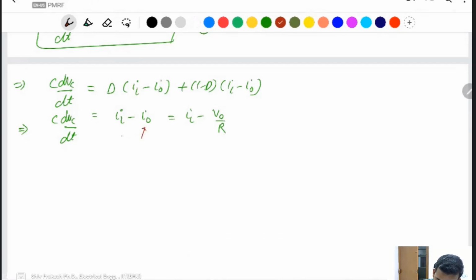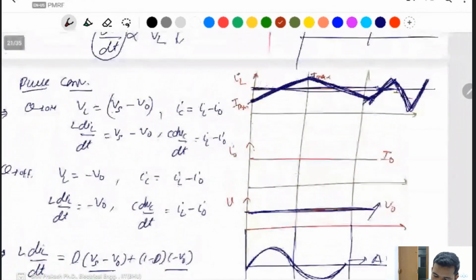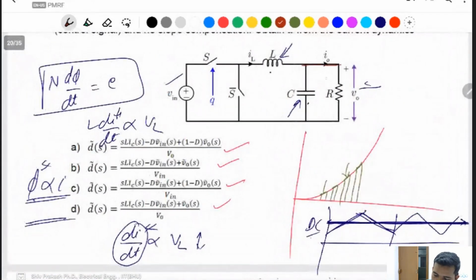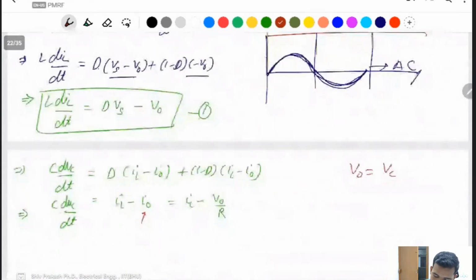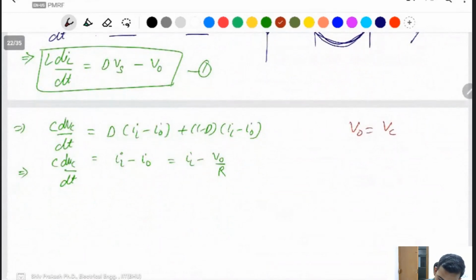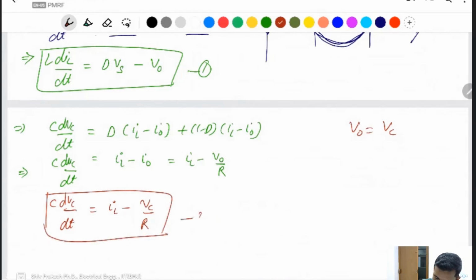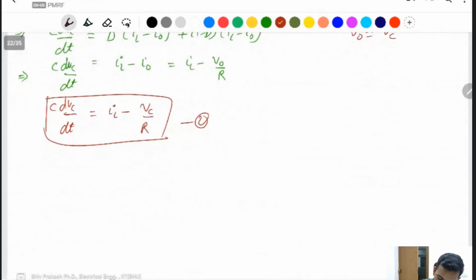Now consider the current IL minus I naught, which cancels out. Then I naught is written as V output by R, and V output is the same as the capacitor voltage VC because both are connected in parallel. It is written as C dVc by dt equal to IL minus Vc divided by R. We have two equations. Then apply a perturbation.